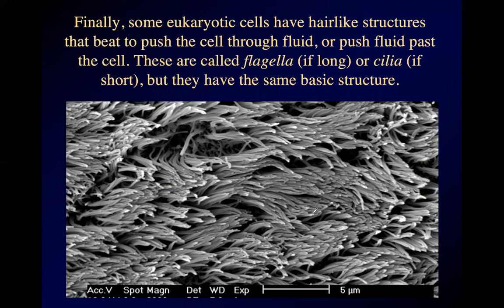If they're very long, we call them flagella. Flagellum is Latin for a whip. If they're short, we call them cilia, which is Latin for your eyebrows, right? Short hairs versus long hairs. But they've got the same basic structure. The only real difference is length. And that's a bunch of cilia right there from the cells that line your windpipe, your trachea.